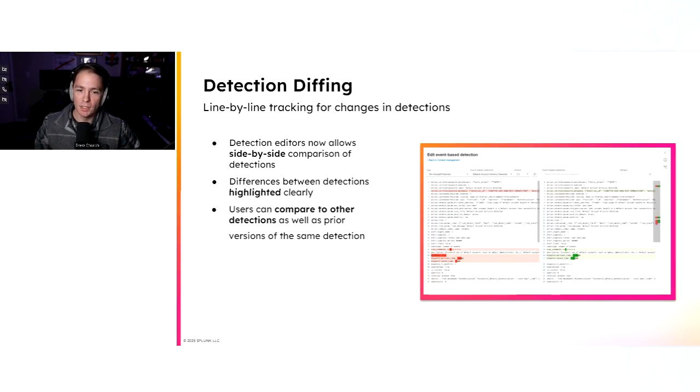From a detection diff perspective, right? Anybody that's ever written some code probably has used some kind of diff feature where you're doing line-by-line tracking of changes. And you have a side-by-side view, and you can look at what the difference is between this version of the detection and a previous version. But then you can also do that with any other detection. And what I think is really cool about that is sometimes you're like, oh, what did I put in this other detection? Can I just copy and paste? I don't have to flip to VS Code or some other tool. I can just do it straight from within Enterprise Security 8.